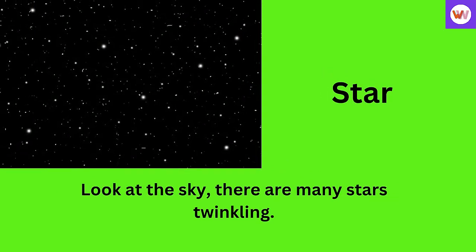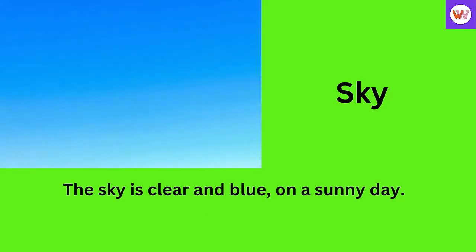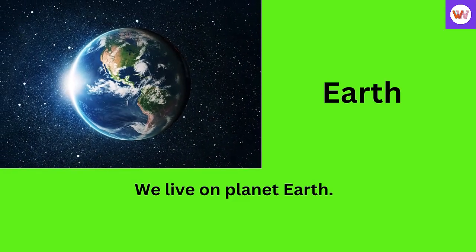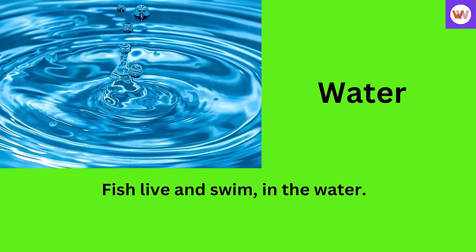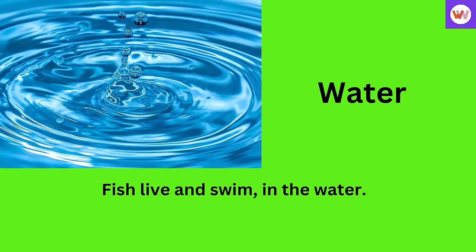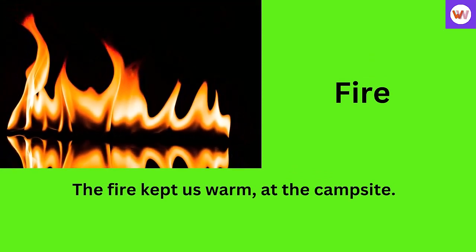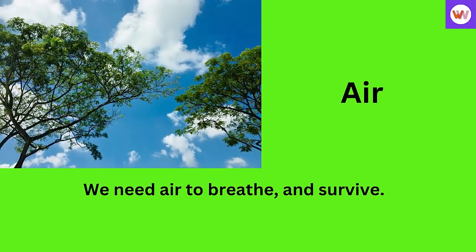Star. Look at the sky, there are many stars twinkling. Sky. The sky is clear and blue on a sunny day. Earth. We live on planet Earth. Water. Fishes live and swim in the water. Fire. The fire kept us warm at the campsite. Air. We need air to breathe and survive.